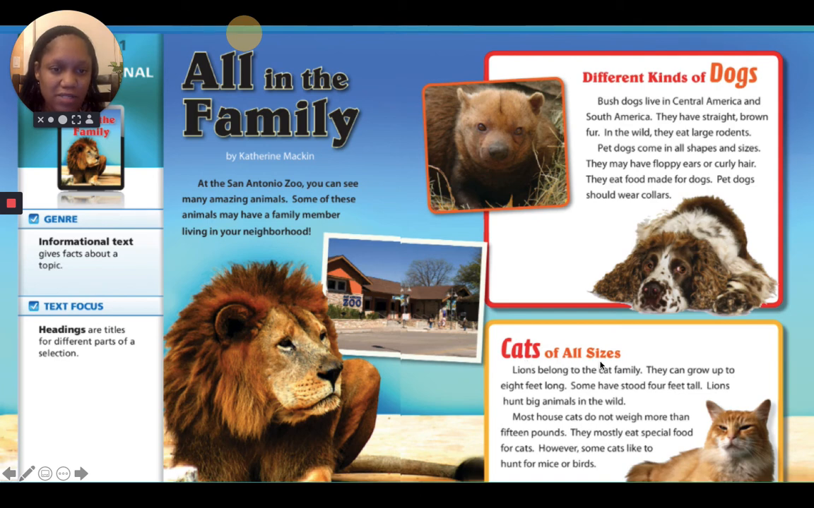Cats of all sizes. Lions belong to the cat family. They can grow up to 8 feet long. Some have stood 4 feet tall. Lions hunt big animals in the wild. Most house cats do not weigh more than 15 pounds. They mostly eat special food for cats. However, some cats like to hunt for mice or birds.